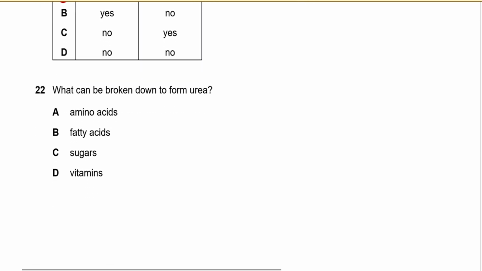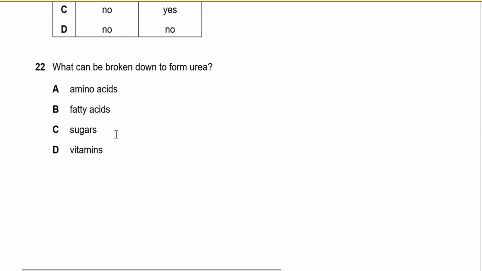Number 22 says, what can be broken down to form urea? Okay, so urea is usually formed from the breakdown of amino acids. So amino acids are the ones that are broken down.